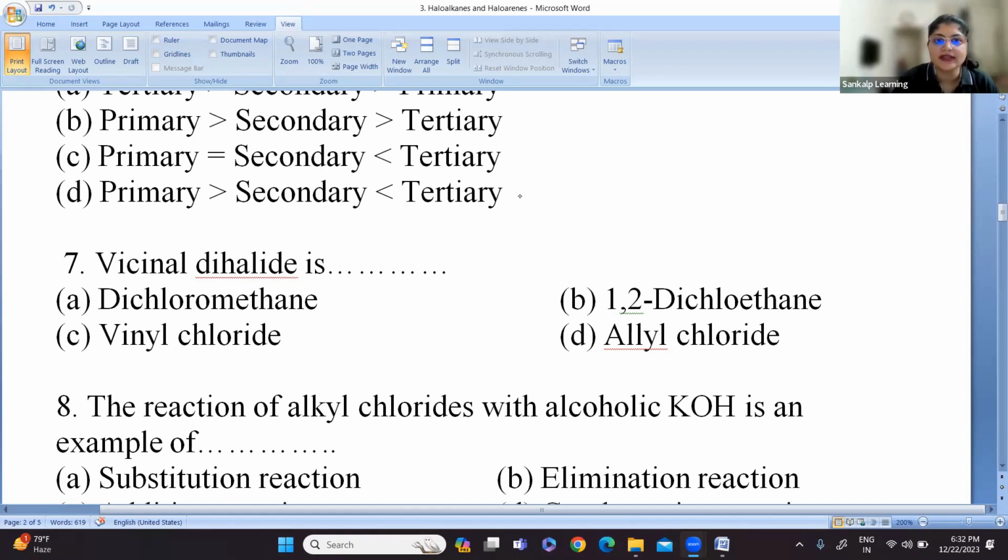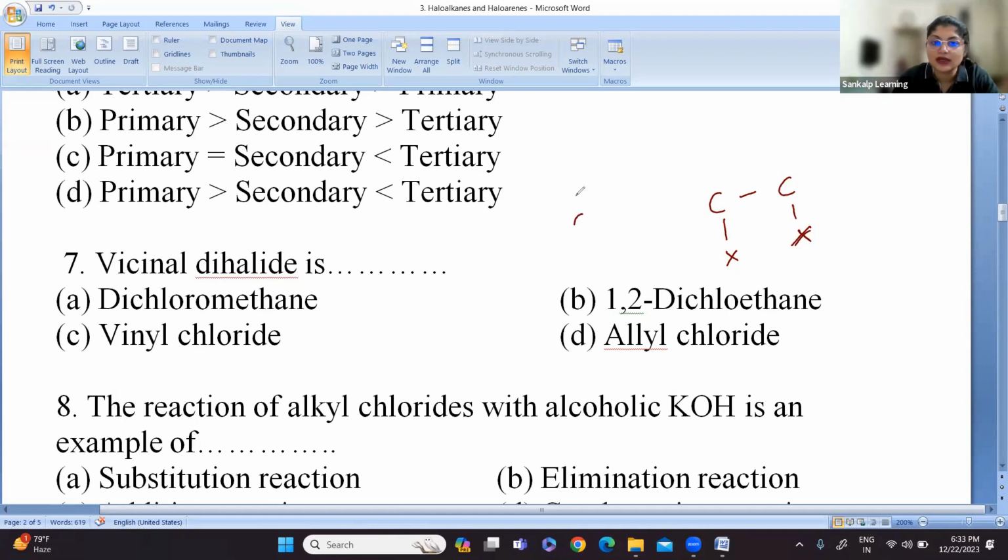Fine. So in vicinal dihalides, halogen atoms are attached to adjacent carbon atoms. What do you mean by that? Can I give you an example? Then you'll come to know. So vicinal dihalides means the compounds in which halogen atoms are attached to adjacent carbon atoms. So suppose I take ethane, like this. So the halogen atoms are attached to adjacent carbon atoms.